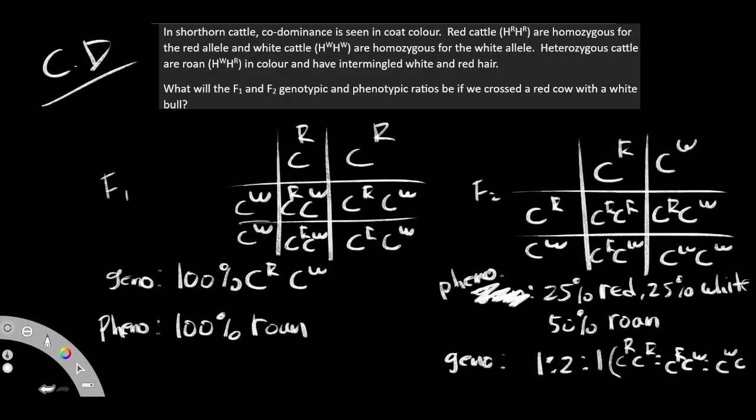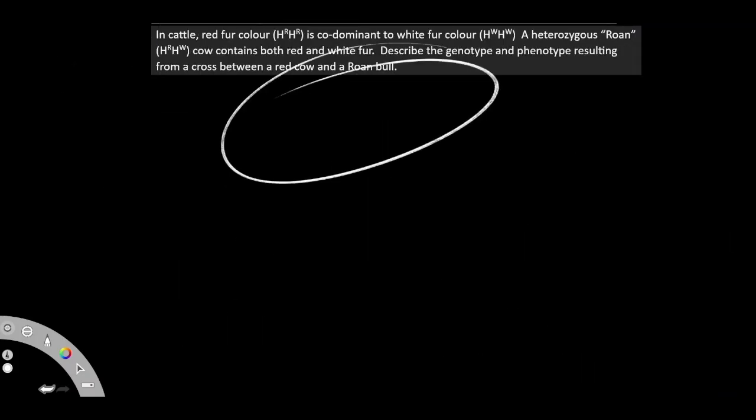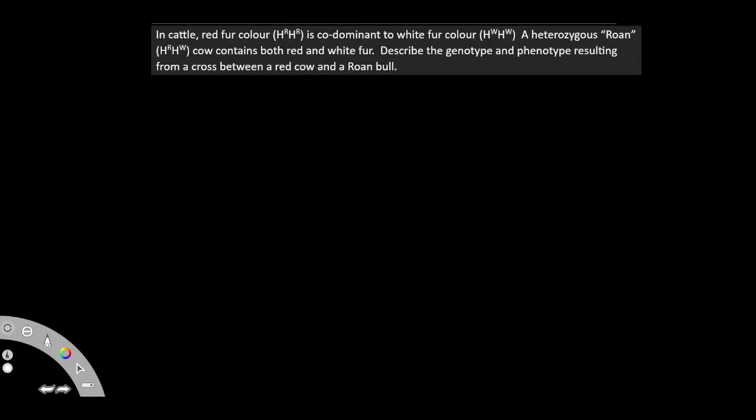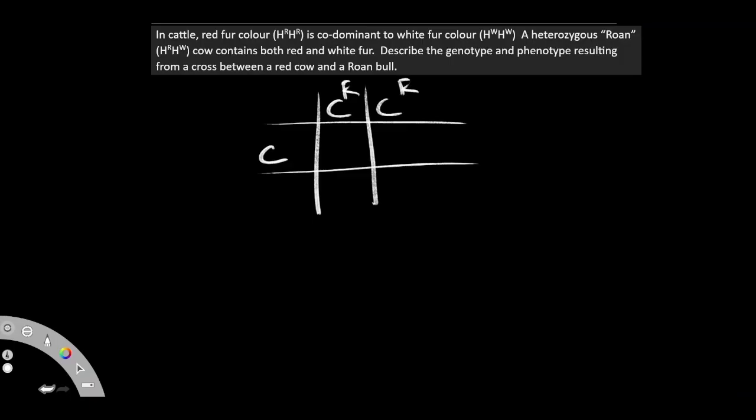So CW CW. All right, we'll do one more for good measure. Pause the video, try it yourself. All right, so we got CRCR and we got CRCW. So let's put them together. CRCR, CRCR, CRCW, CRCW, CRCW, and CRCW.